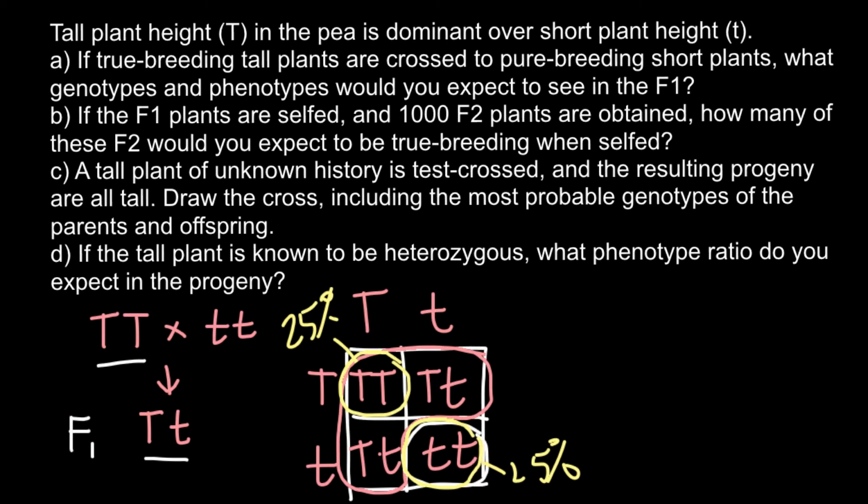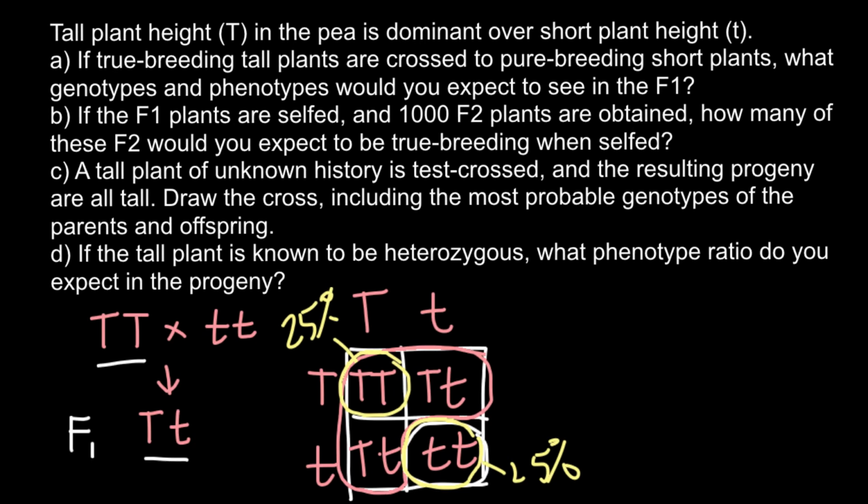If we cross this genotype with itself, all the plants are going to be short. If we cross this genotype with itself, all the plants are going to be tall. But if we self-pollinate these heterozygous plants, as you see, we are going to get segregation of traits in the next generation. So 50% would be true breeding, and 50% wouldn't be true breeding and would be heterozygous.